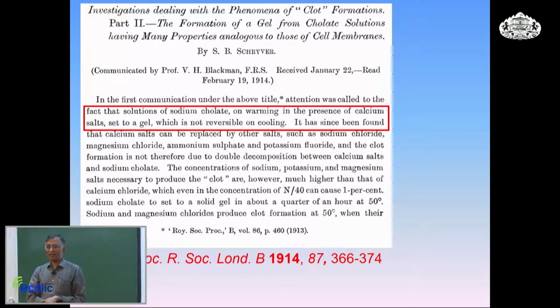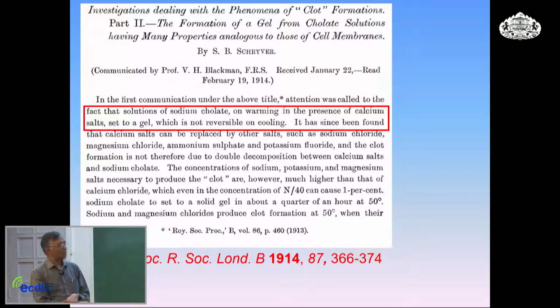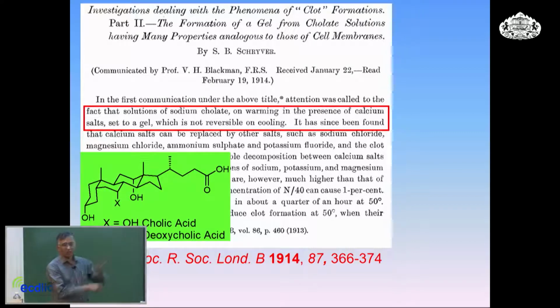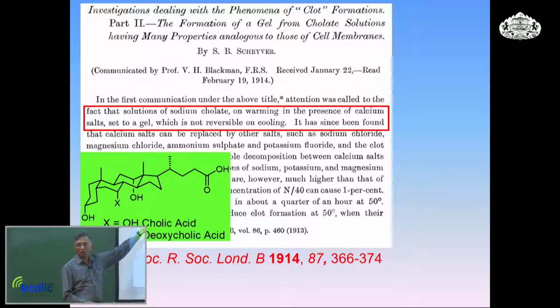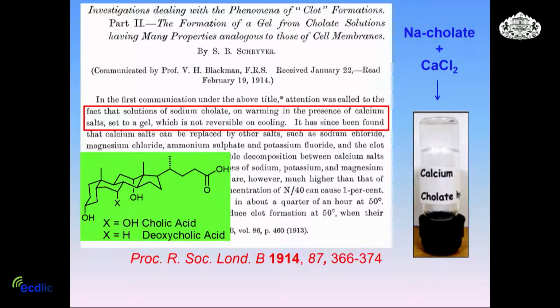Now, our interest dates back to a paper published in 1914, when a British author said that if you take the sodium salt of cholic acid, that was known at that time, even before the Nobel Prize was announced, and mix it with the calcium salt, it forms a clot, and the clot was nothing but a gel-like material. We repeated this experiment, sodium chloride plus calcium chloride, close to 100 years later, and we found that it forms a nice, clear, transparent gel. That was the old observation; essentially we repeated it.